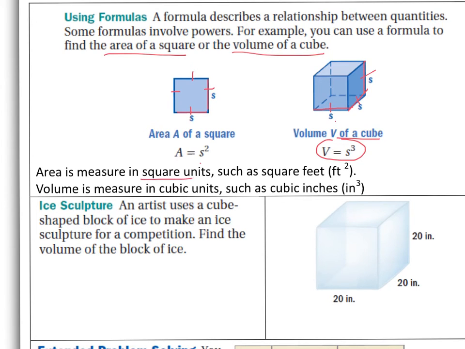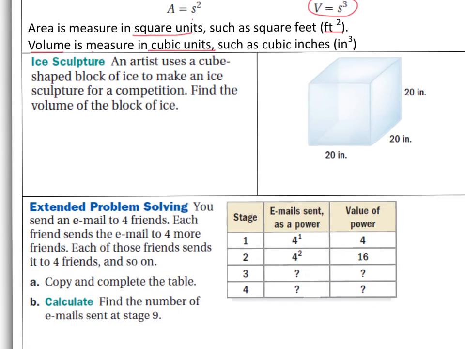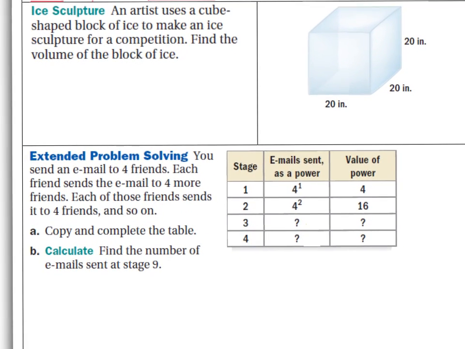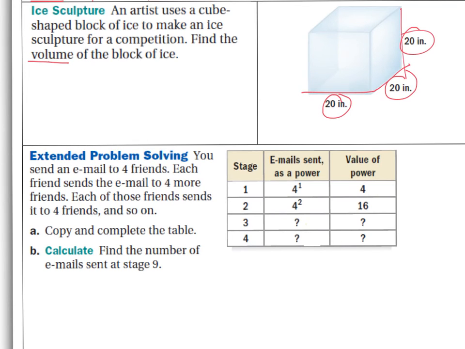Area is measured in square units, such as square feet. Volume is measured in cubic units. So for example, cubic inches. Ice sculpture. An artist uses a cube-shaped block of ice to make an ice sculpture for a competition. Find the volume of the block of ice. So here we could take 20 cubed, which equals 8,000 cubic inches. Remember to label.